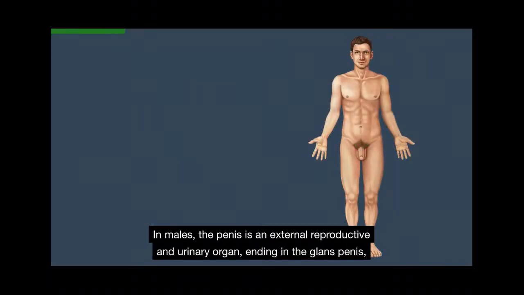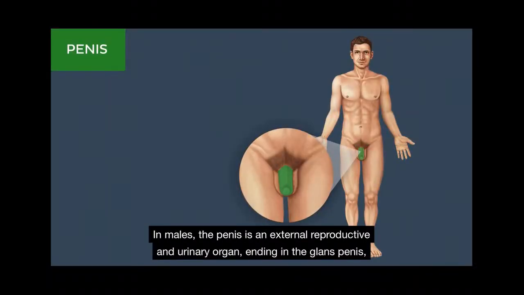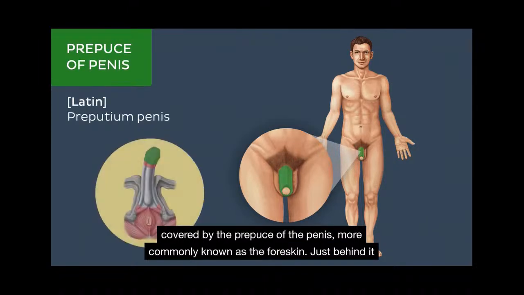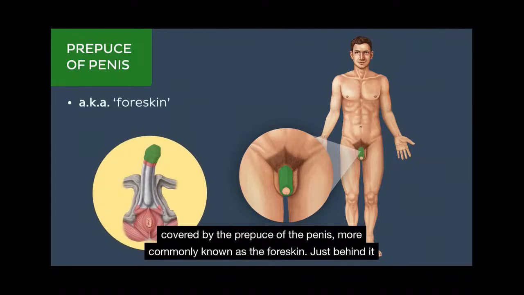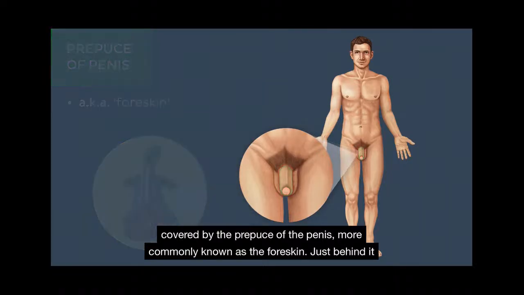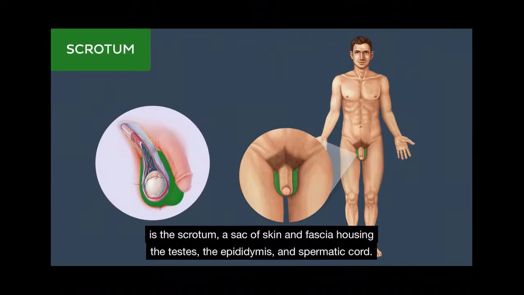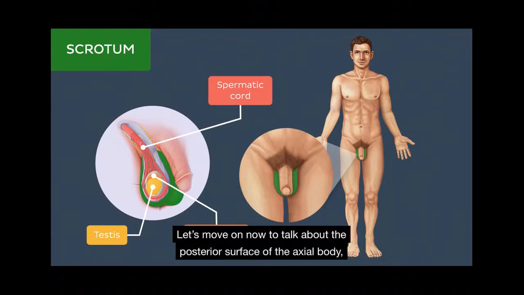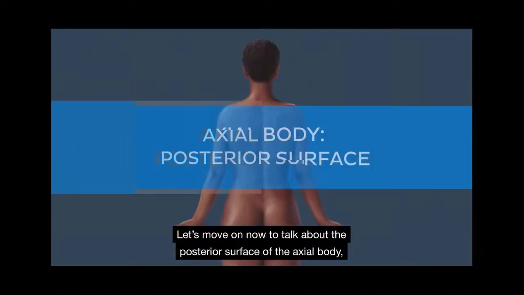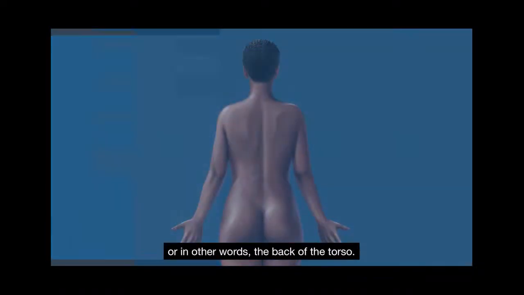In males, the penis is an external reproductive and urinary organ, ending in the glans penis, covered by the prepuce of the penis, more commonly known as the foreskin. Just behind it is the scrotum, a sac of skin and fascia housing the testes, the epididymis, and spermatic cord. Let's move on now to talk about the posterior surface of the axial body, or in other words, the back of the torso.